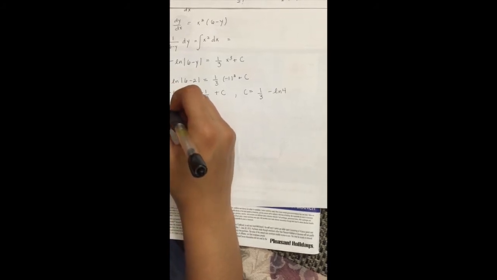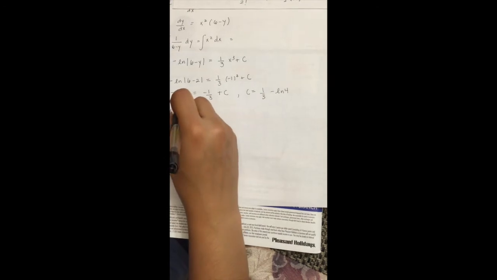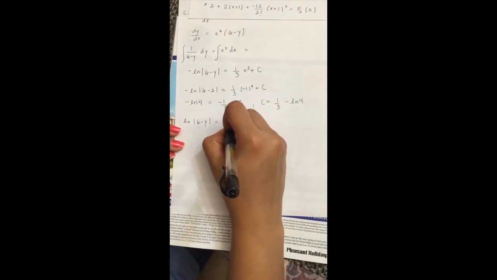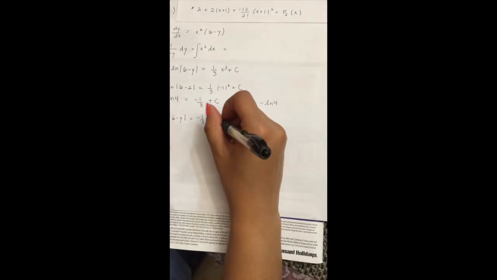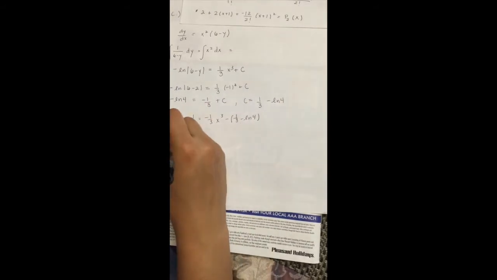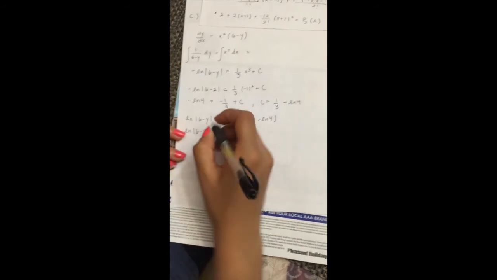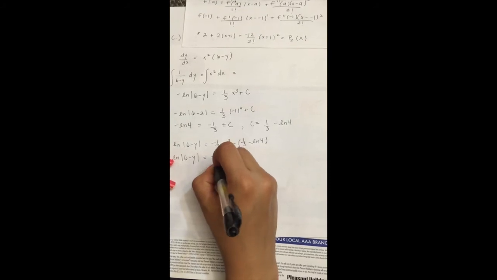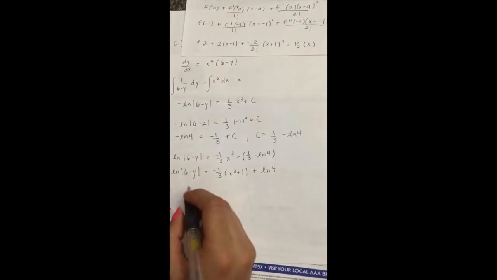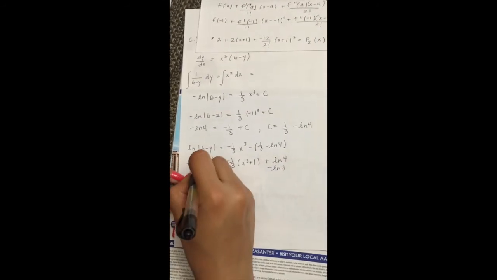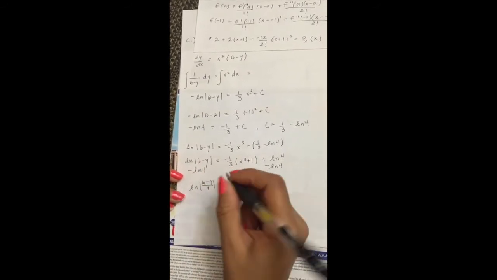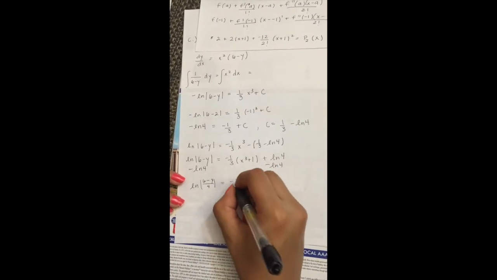Once we have our c, we plug that into the original equation we had found earlier, and we end up getting ln of 6 minus y is equal to negative 1/3 x cubed minus, in parentheses, 1/3 minus ln of 4, close parentheses. Then what I did is I distributed a negative 1/3 out, and I ended up getting ln of 6 minus y is equal to negative 1/3 in parentheses x cubed plus 1 plus ln of 4. But what I did is I subtracted ln of 4 from both sides, and I ended up getting ln of 6 minus y over 4 is equal to negative 1/3 times x cubed plus 1.